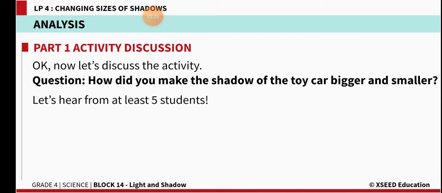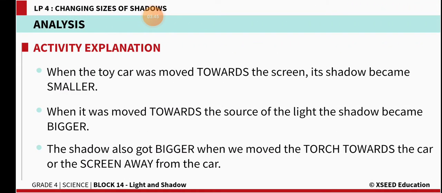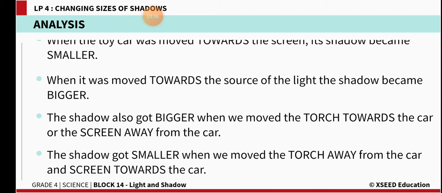How did you make the shadow of the toy car bigger and smaller? By moving it near to the screen and away from the screen. When it is near to the screen, it is a small shadow. When it is far away from the screen, a big shadow appears. When the toy car was moved towards the screen, its shadow became smaller. When it was moved towards the source of light, the shadow became bigger.